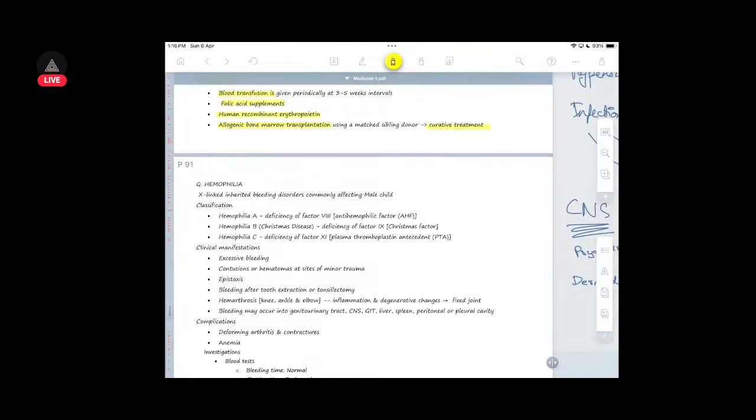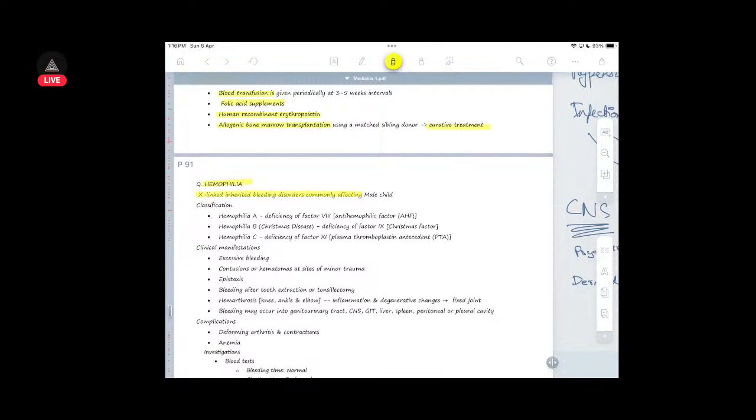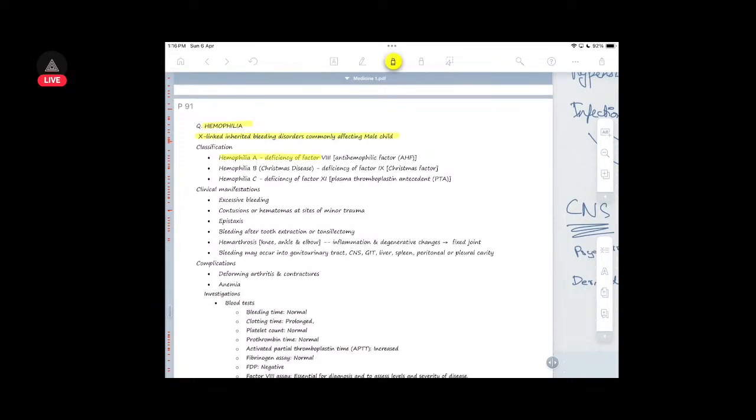Okay, so moving on, we move on to hemophilia, which is an X-linked inherited bleeding disorder commonly affecting male children because it's X-linked. Hemophilia A is deficiency of factor 8, B is factor 9, and C is factor 11. Manifestations: excessive bleeding, contusions, hematomas at sites of minor trauma, epistaxis, bleeding after tooth extraction or tonsillectomy, hemarthrosis in the knee, elbow and other joints. It is due to inflammation and degenerative changes. Bleeding may go into the GIT and all other places.